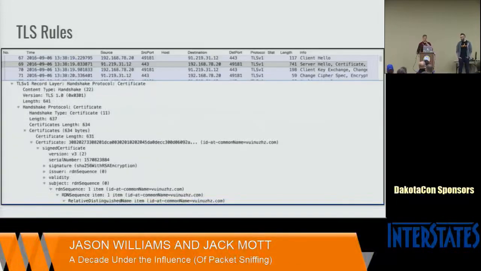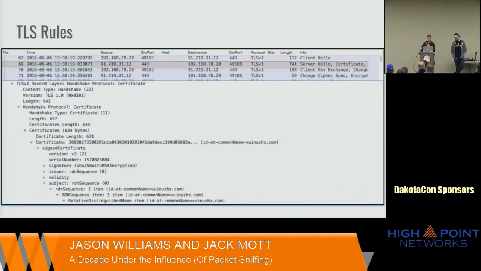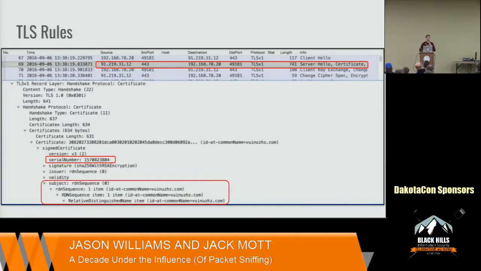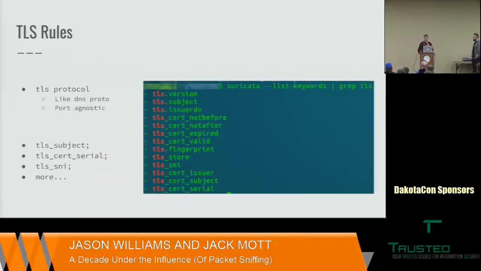So this is sort of what your standard certificate exchange looks like in Wireshark coming across the wire. So we have here basically from the external server passing down the server the certificate to us. And then this is sort of what that looks like broken out in Wireshark. So we have a serial number and we have sort of the subject or part of the subject. This is really what we want to focus on when we're looking at these requests and when we're looking at rules. So the TLS protocol, it's like DNS, it's like HTTP.